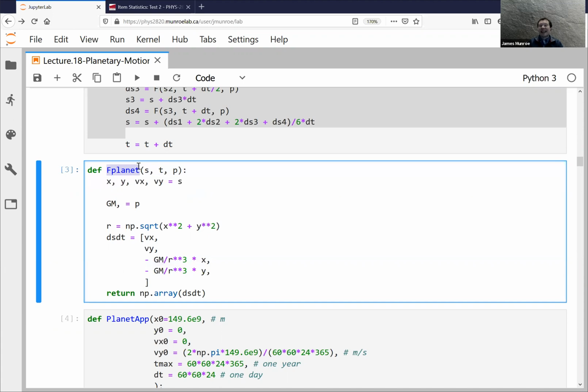This function could be called anything you like. It could be called right-hand side. It could be called my function. I'm calling it F planet because it's the forces to do with the planet.